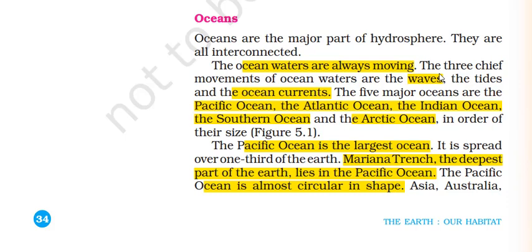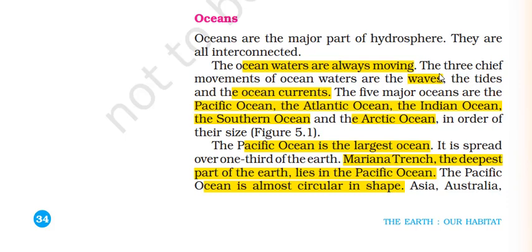Now oceans are the major part of hydrosphere and they are all interconnected. Ocean water is always moving. Three chief movements of ocean water are the waves, the tides and the ocean currents. There are 5 major oceans. The names are: the Pacific Ocean, the Atlantic Ocean, the Indian Ocean, the Southern Ocean and the Arctic Ocean.